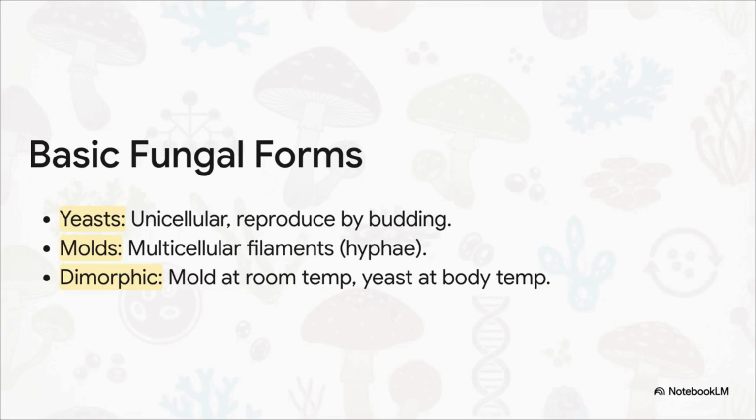At its most basic level, we've got three main categories. You've got your yeasts, which are unicellular and reproduce by budding. Then you have molds, the filamentous fungi, which are made up of those long branching threads called hyphae. And then you have the really fascinating ones, the dimorphic fungi. These guys exist as a mold out in the cool environment, and then bam, they transform into a yeast at warm body temperatures. It's a trait that's really common among many of the most significant pathogens.